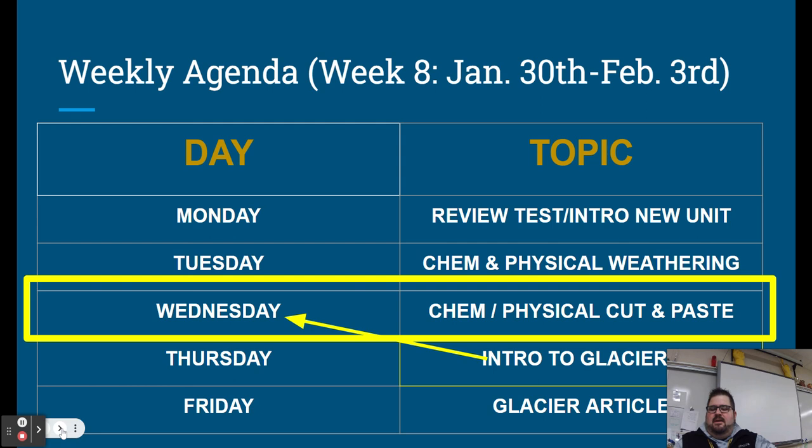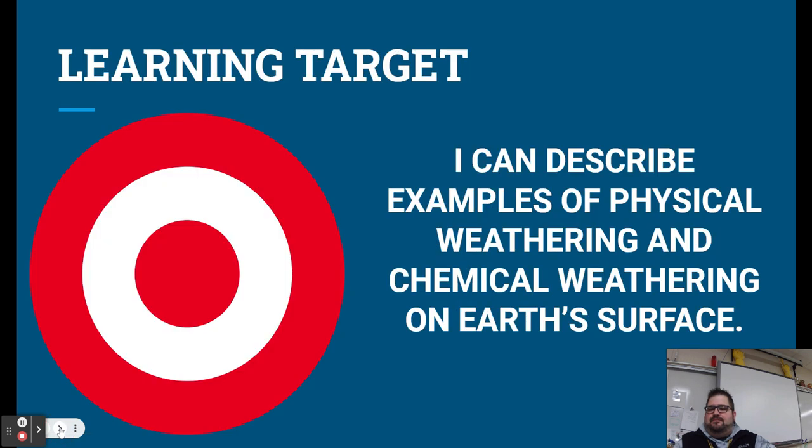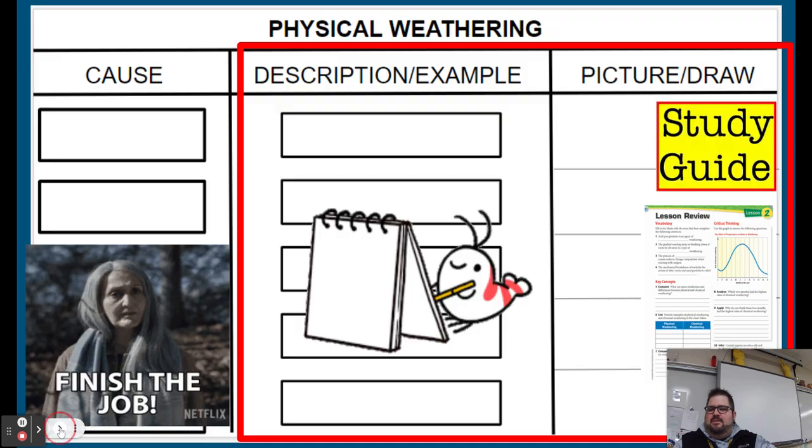So, what do we got going on today? We're going to start a wrap up with chemical and physical weathering, our chemical and physical weathering cut and paste. We'll wrap that up, as well as start talking about glaciers. So, I can describe examples of physical weathering and chemical weathering on Earth's surface.